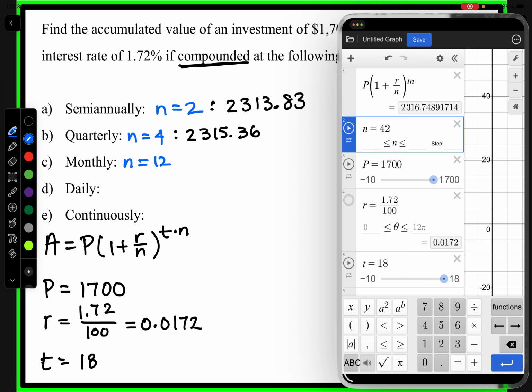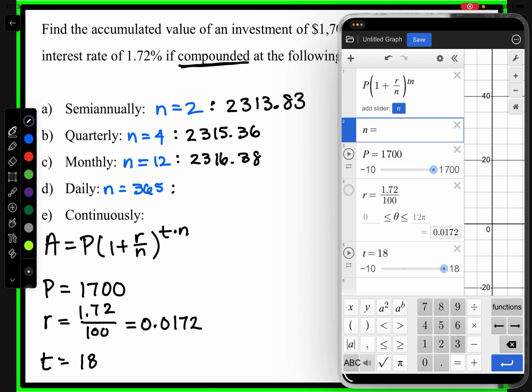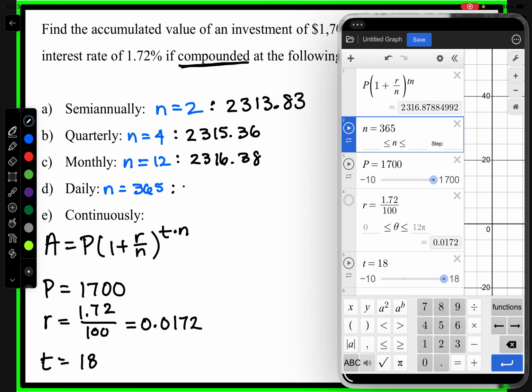For monthly, I'm going to now use the value of N as the number 12. So I'm going to replace that with 12. And that's going to bring my total A to $2,316.38. And then daily, that's going to be 365. So replace the value of N with that number, 365, and that's $2,316.87. Notice that all my answers are pretty close to each other. It did jump a little bit from 2,313 to $2,316, but these are all relatively close.